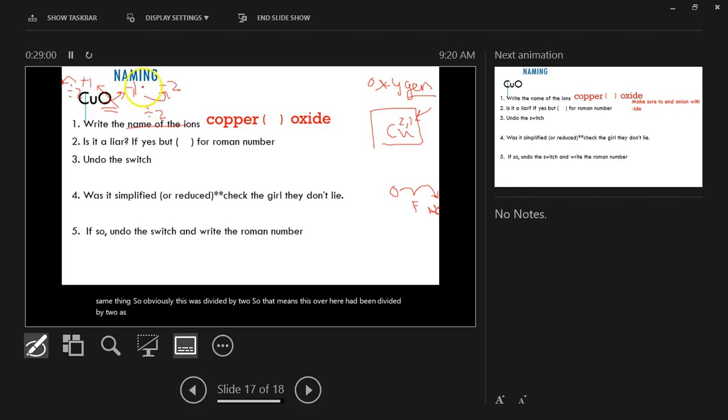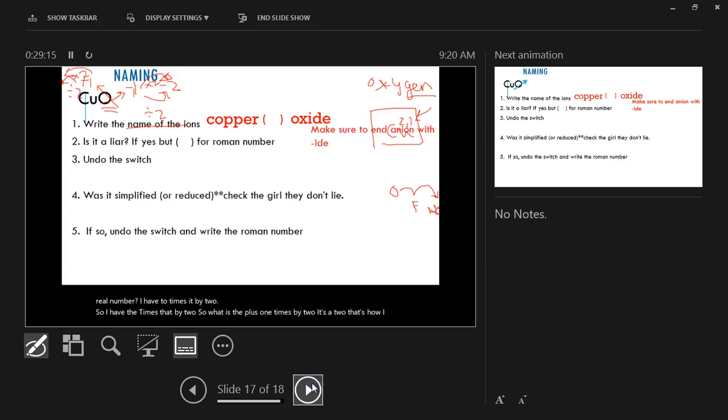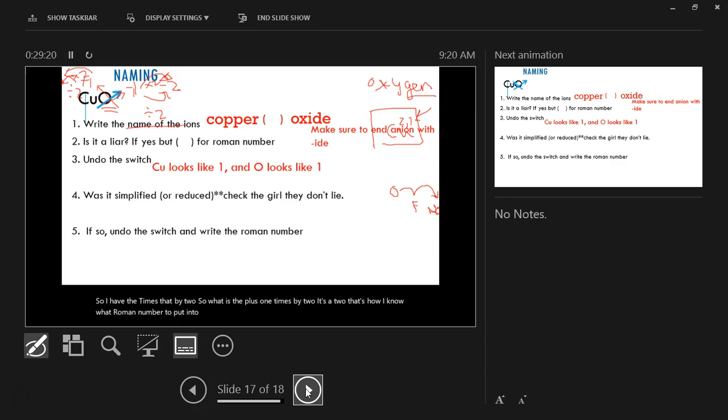Or you can look at it this way. What do I have to do to get it back to its real number? I have to times it by 2. So I have to times that by 2. So what is the +1 times 2? It's a 2. That's how I know what Roman number to put into the formula.